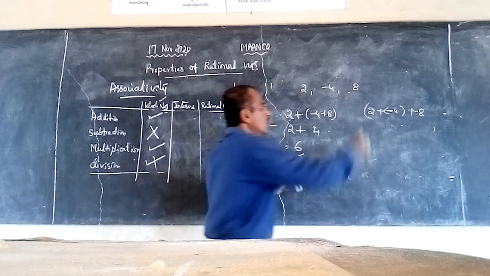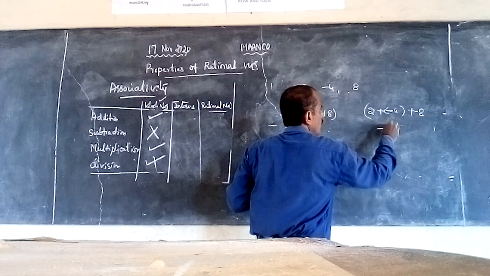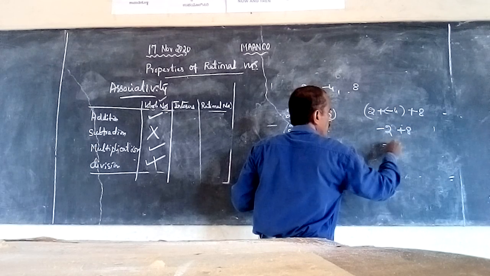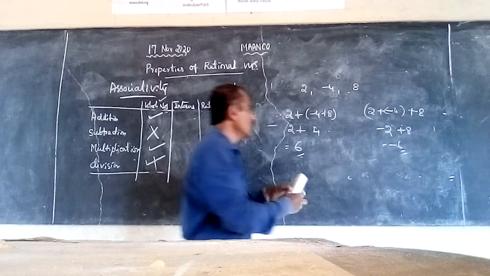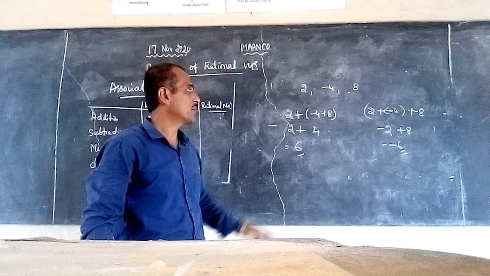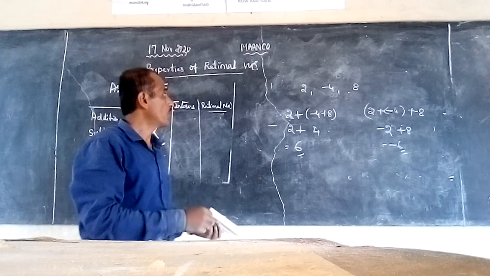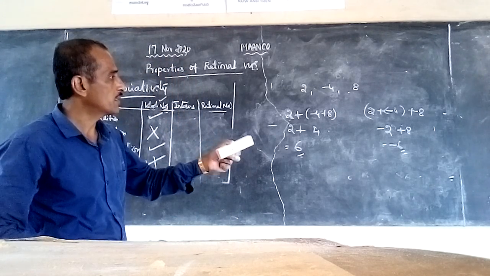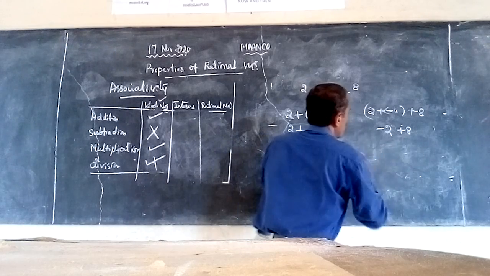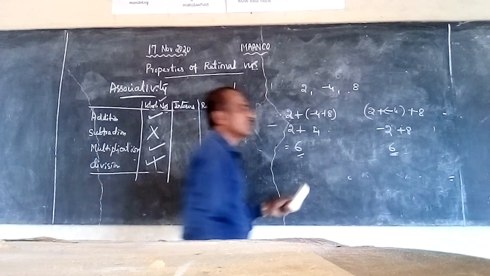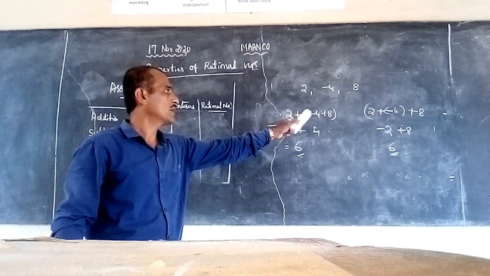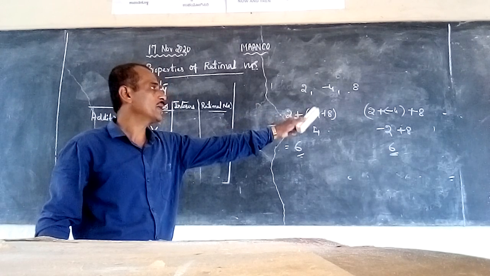What about the other side? Minus 4 plus 8 is equal to plus 4, and 2 plus 4 is equal to 6. Here 6, there it is also 6. Sorry, minus 2 plus 8 is equal to 6. See, (a plus b) plus c is equal to a plus (b plus c).